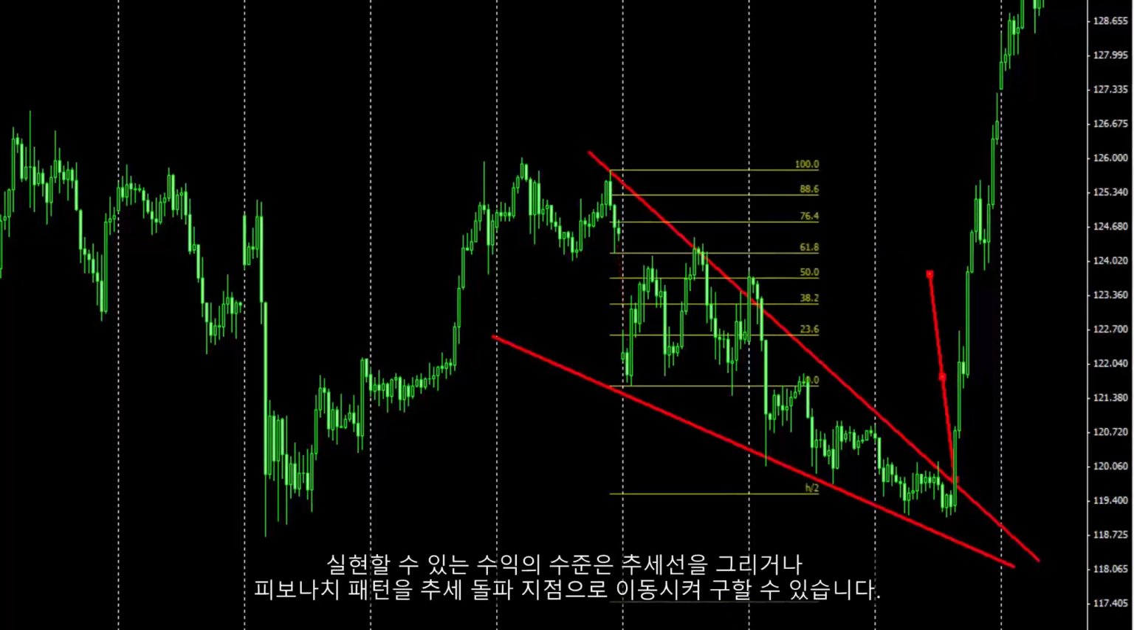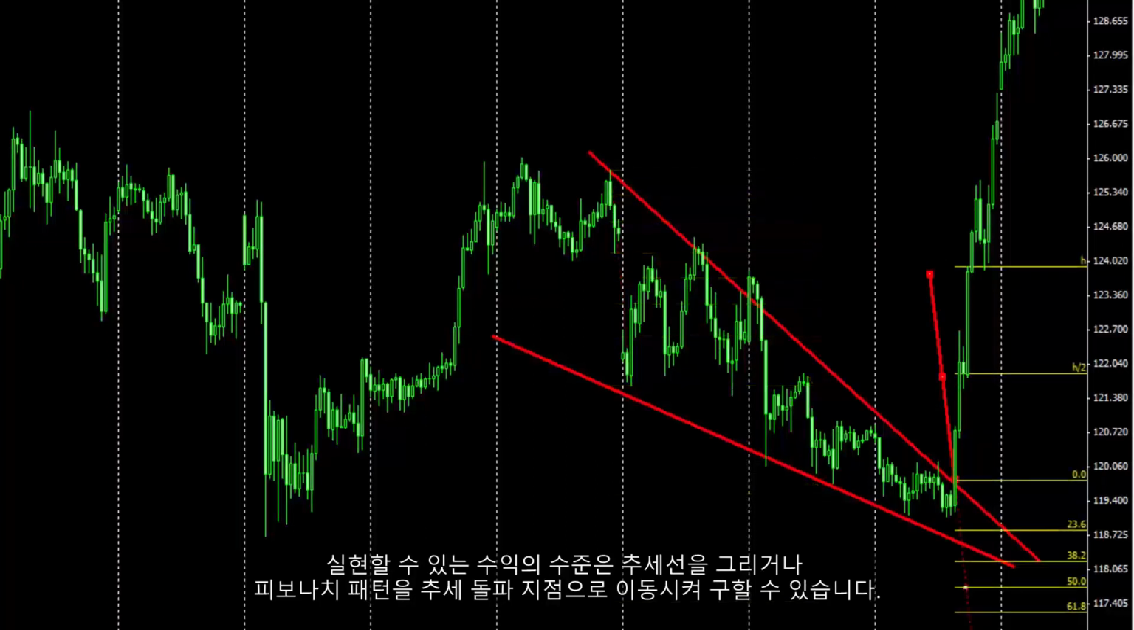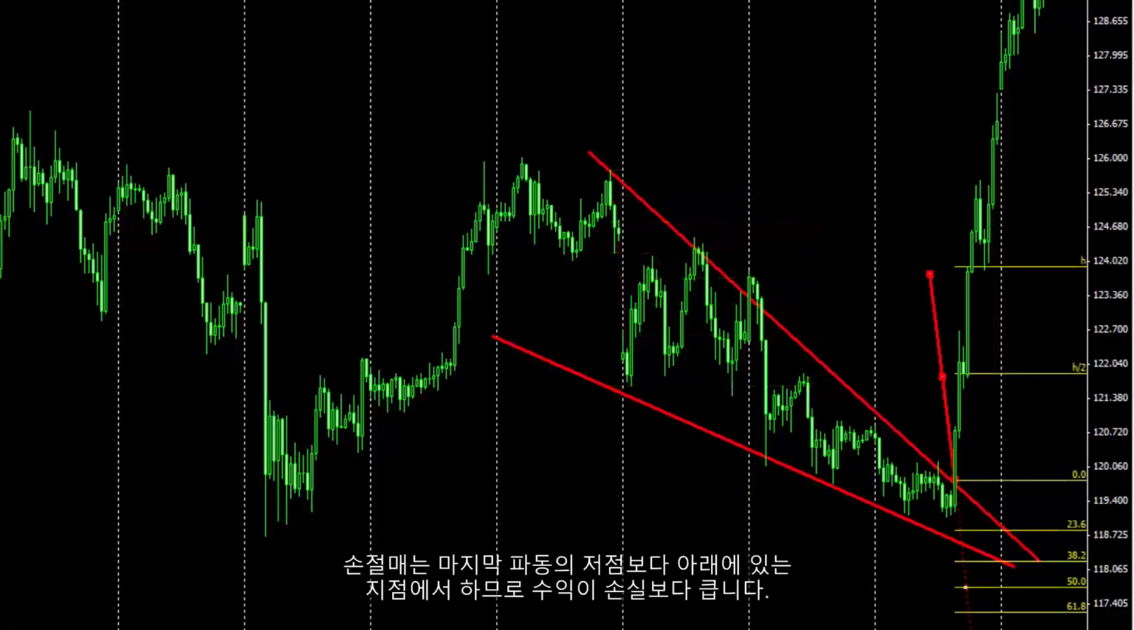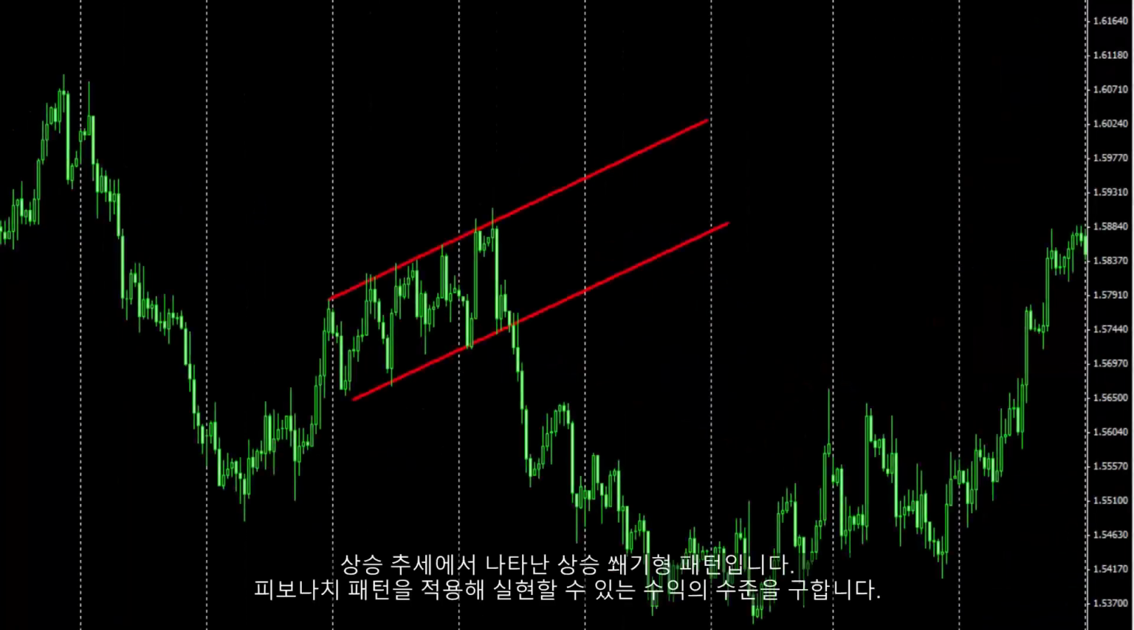Otherwise, it can be shown by a Fibonacci pattern, by relocating it to the breakout point. SL is under the valley of the last wave, thus TP would be much higher than SL. Another example shows a rising wedge on an upward trend.